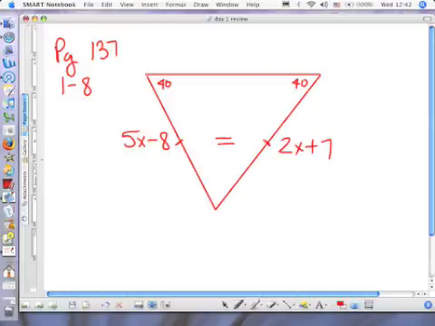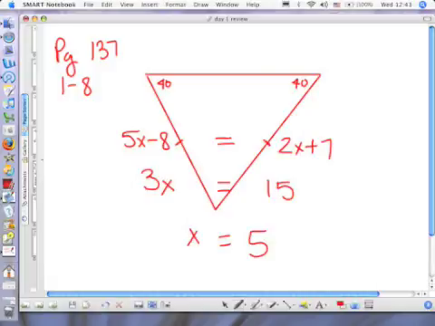If you subtract 2x from both sides, you have 3x over here. If you add 8 to both sides, you get 15 over here. X equals 5. Now the thing that might get you is I might not ask what is x. I might say what is the length of the side. So then it would be 25 minus 8, which is 17.